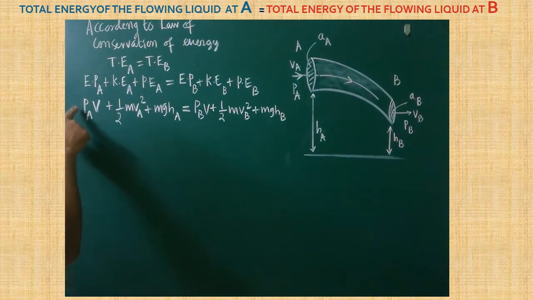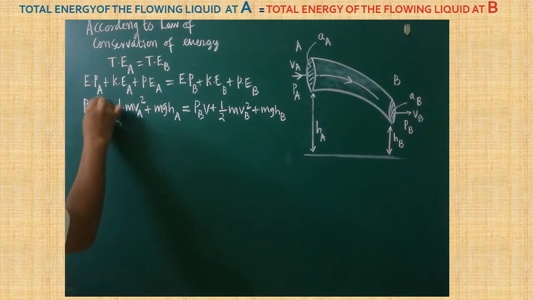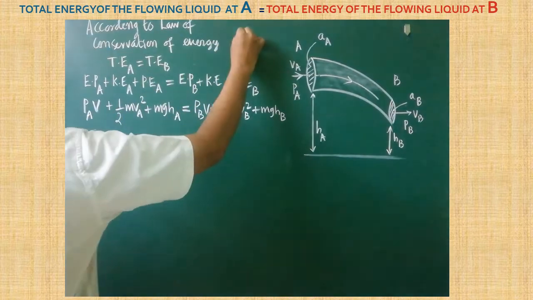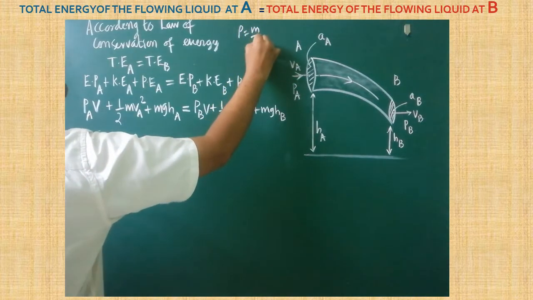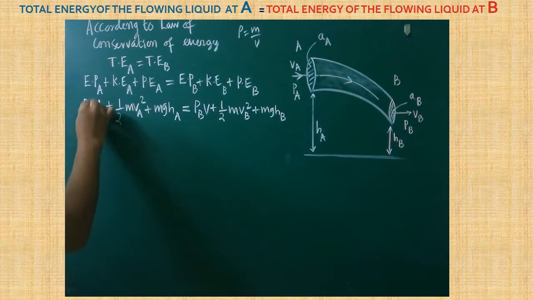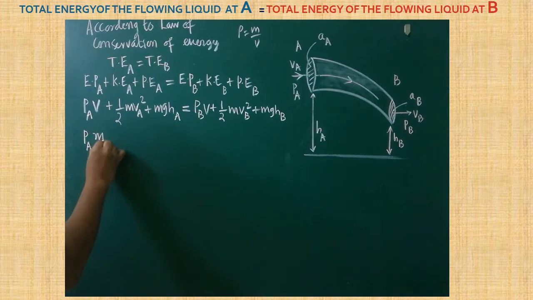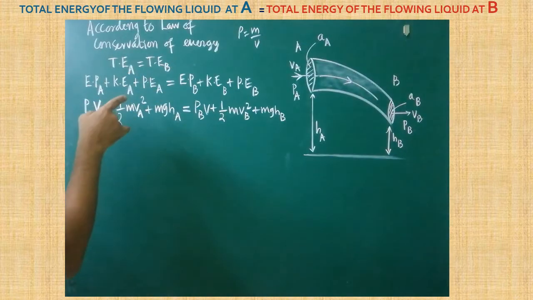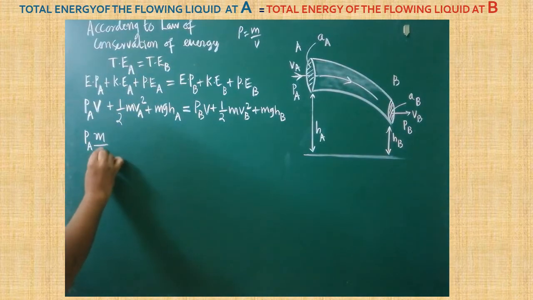Now what I have to do in this expression is make a small change. We know very well that rho is equal to m by V. Therefore, this V can be replaced. Rho is equal to m by V means V is equal to m by rho. Are you clear? So this volume can be replaced by m by rho. That step is very important.